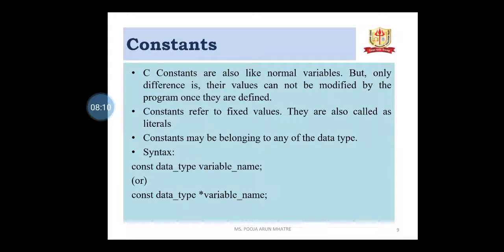Next is a constant. C constants are like normal variables, but the only difference is their values cannot be modified by the program once they are defined. The constants refer to fixed values. They are also called literals. The constants may belong to any of the data types. The syntax is: const, data type, variable name, semicolon, or const, data type, asterisk, that is the star symbol, variable name, semicolon.